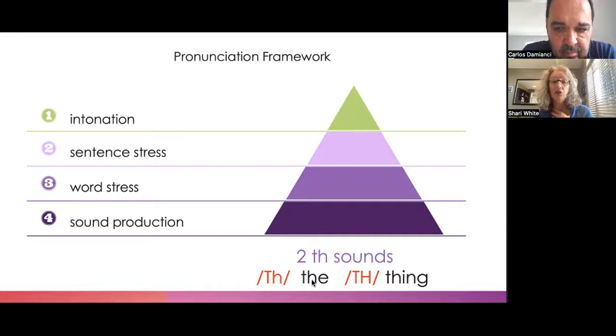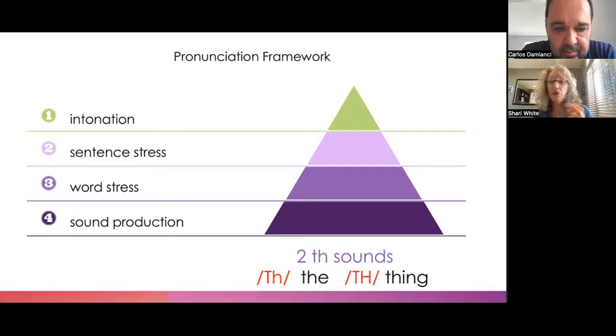Okay, so whereas this one with the two capital letters is a different sound, and it's the sound that you make in the word thing. So this is the, and this is thing. Can you hear that there's a difference?